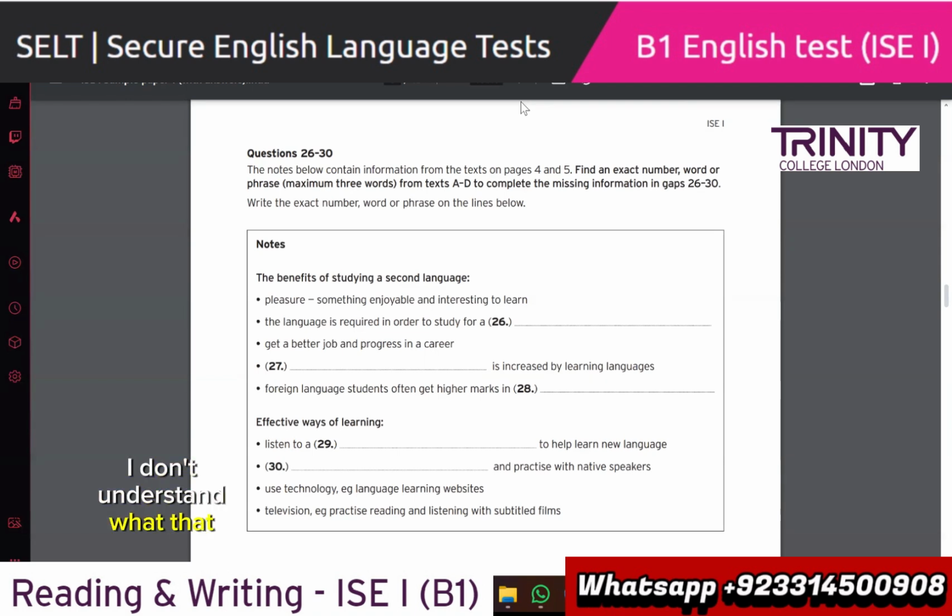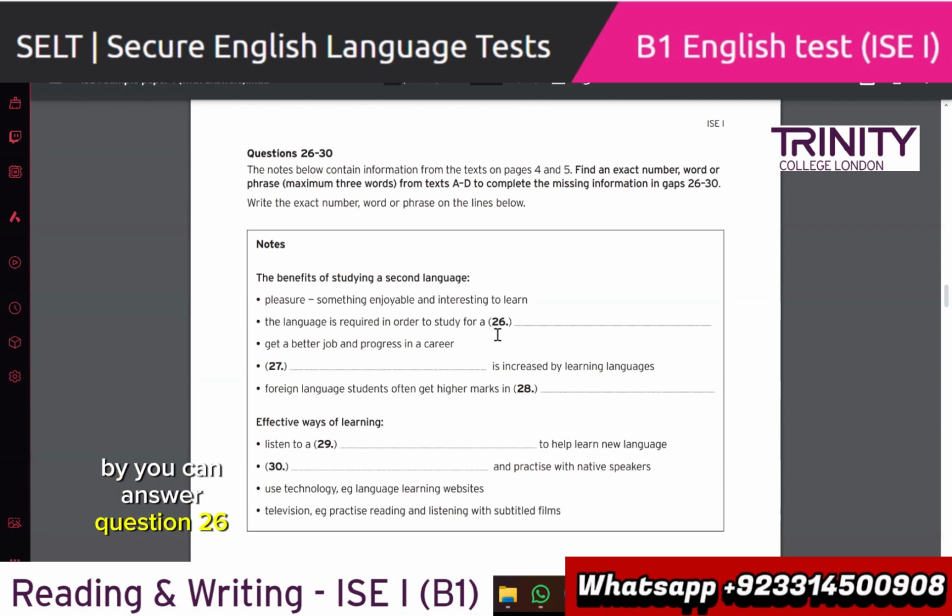I don't understand what that means. It's just fill in the blanks. You have to fill in the blanks in the paragraph, from text A, B, C, and D. A to D means text A, B, C, and D. You have to read the passages, and you have to fill in the blanks with no more than 3 words.